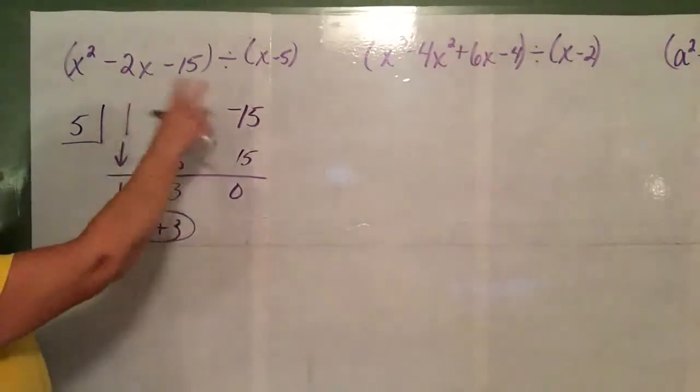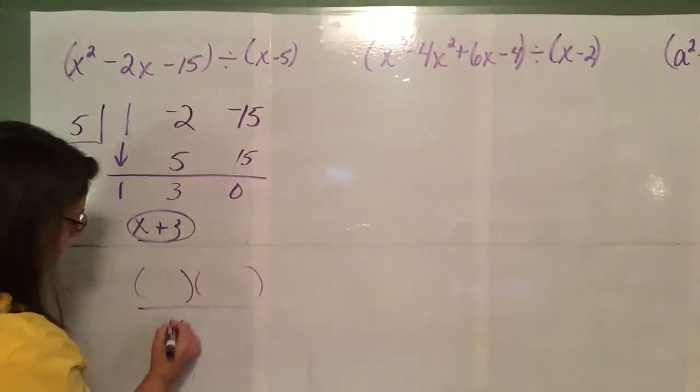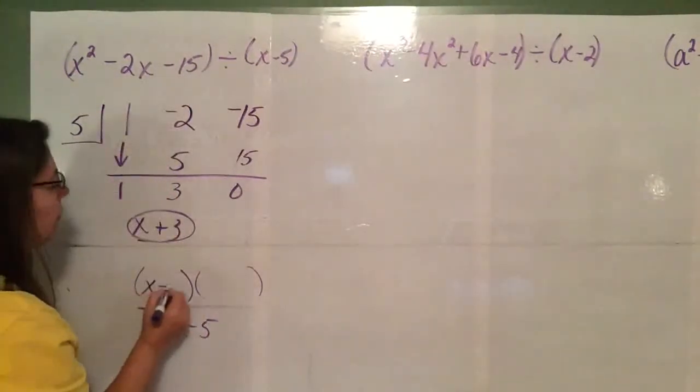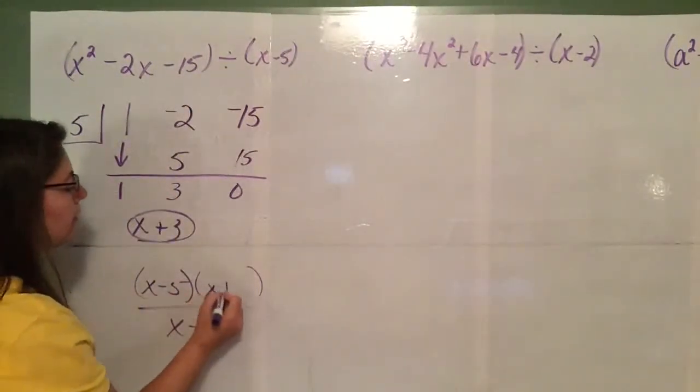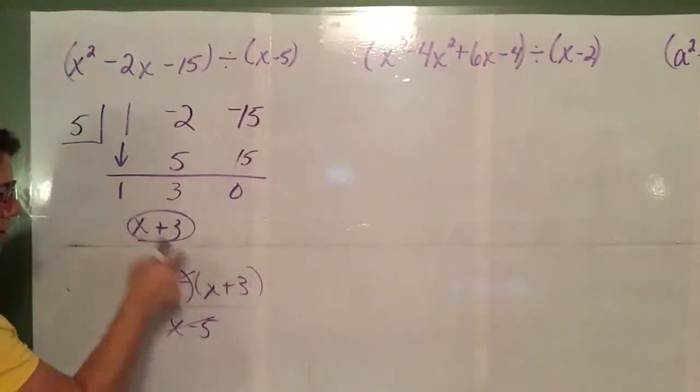Well, with that one, we could maybe check that with factoring. Let's see if that works. Factors of 15 that subtract to give you 2, -5, and +3. The minus 5's cancel, leaving me with x plus 3.